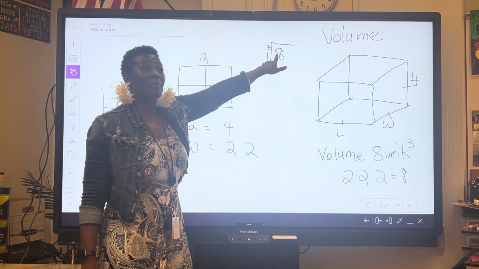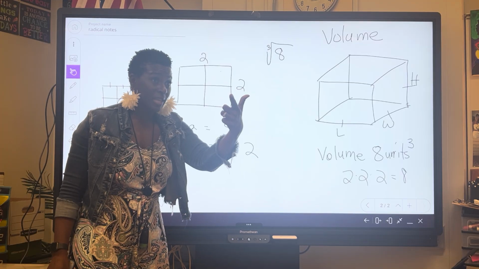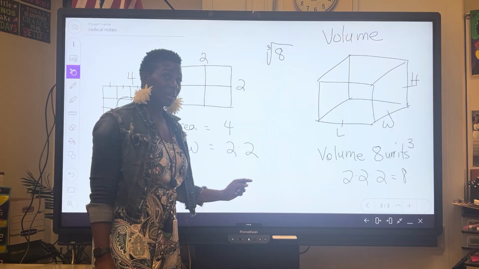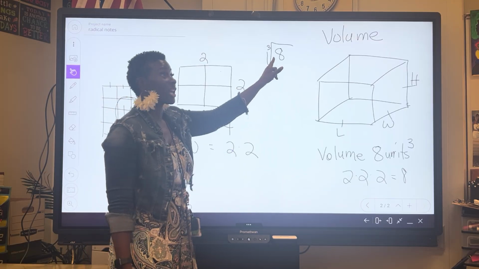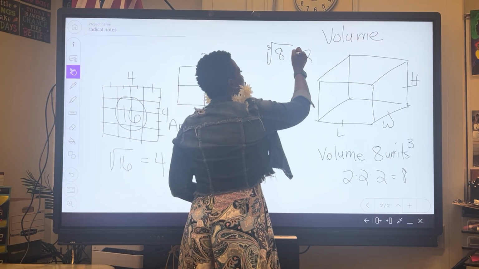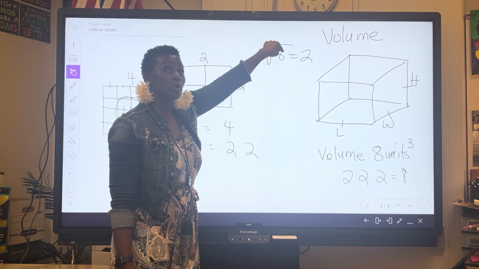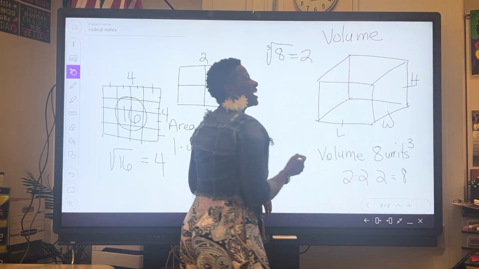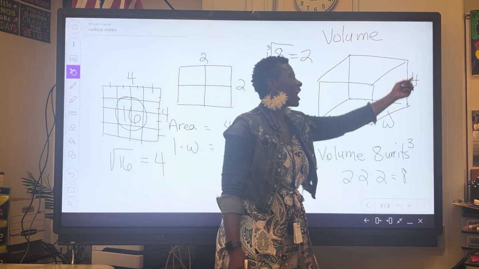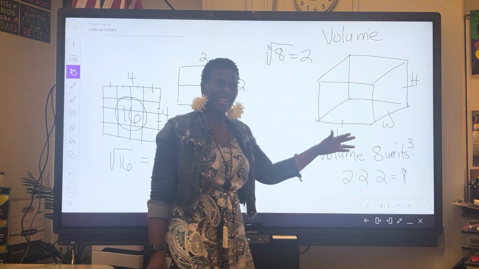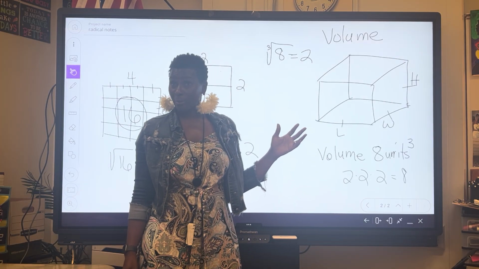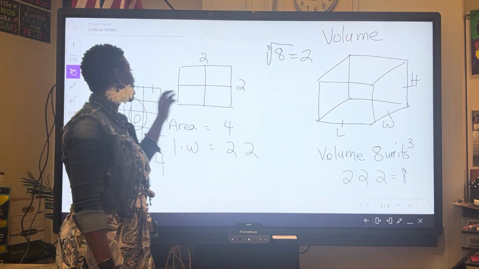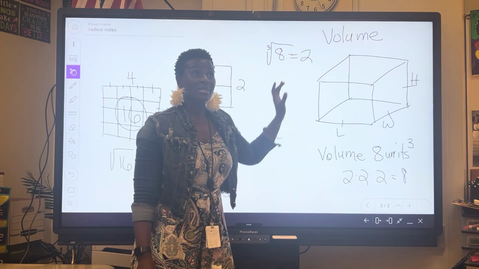But when I put a 3, that means I'm not looking for a number that's been multiplied by itself twice. I'm looking for a number that has been multiplied by itself 3 times. So what number times itself 3 times is going to give me 8? That number is 2. So the relationship between cube roots and cubes is the same as the relationship between the sides of a 3D figure and its volume. Are y'all following me? What is it that I have to multiply by itself either twice or 3 times to get that value?